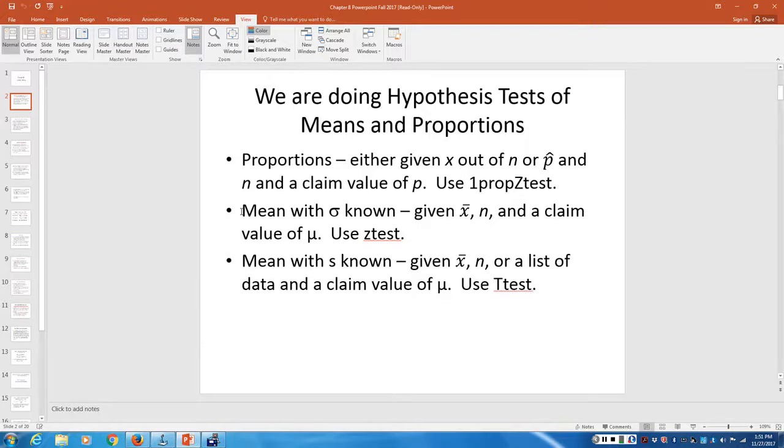If our claim is about a mean with sigma known, the population standard deviation, and we have x bar and n and a claim about the value of mu, we're going to use something called z-test. And that's because we know sigma. Sigma goes with z. If we don't know sigma, but we know s, then we're going to use t-test as a replacement for z-test, but it's going to be the same circumstances. If we don't know sigma, use t-test. If you do know sigma, use z-test.